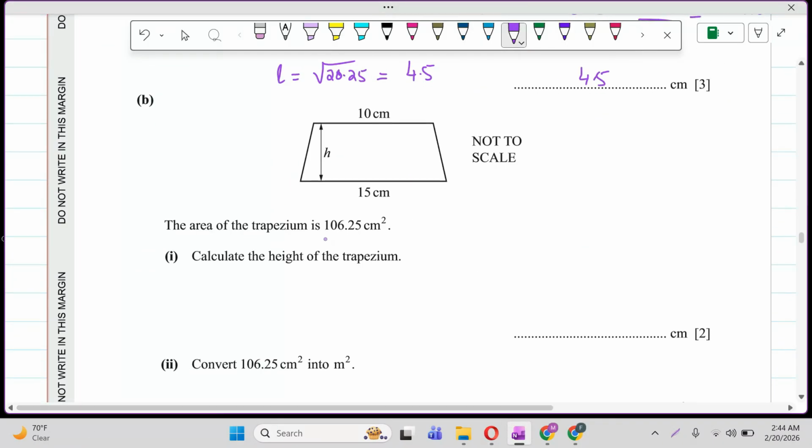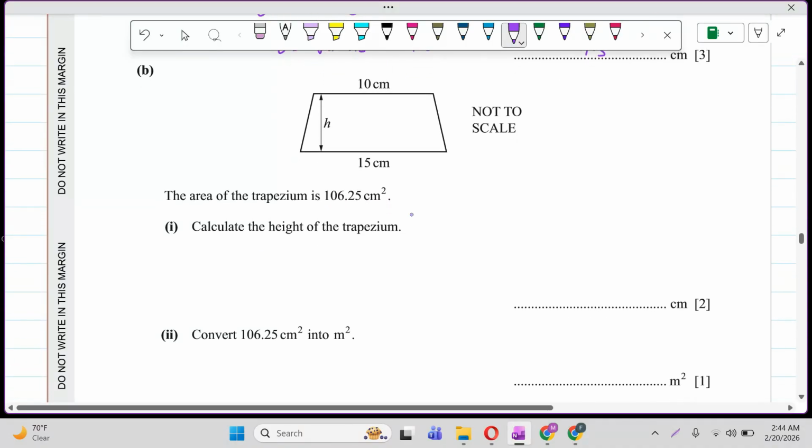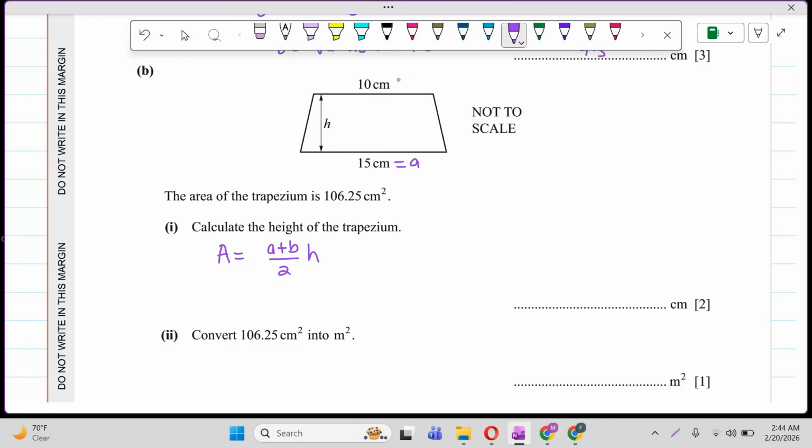Part B, the area of the trapezium is 106.25 centimeter squared. Calculate the height of the trapezium. We know that the area of the trapezium is equal to A plus B over 2 times height. A and B are the lengths of the parallel sides. So these two are parallel sides. So this one is A and this one is B. And we need to find the height.